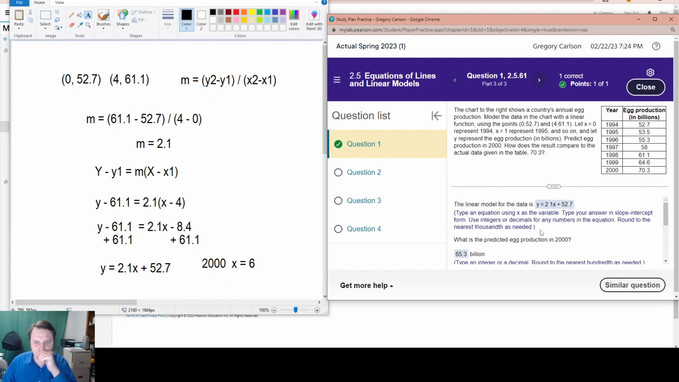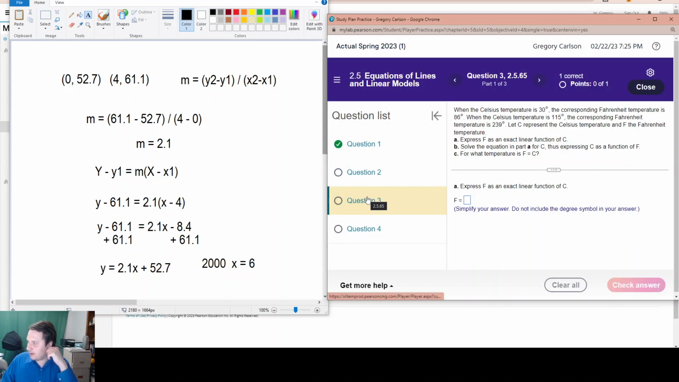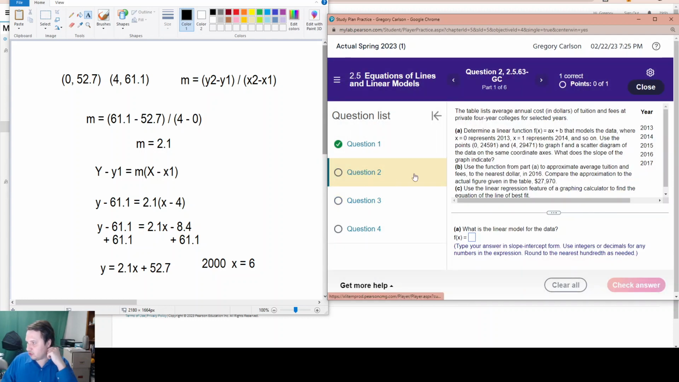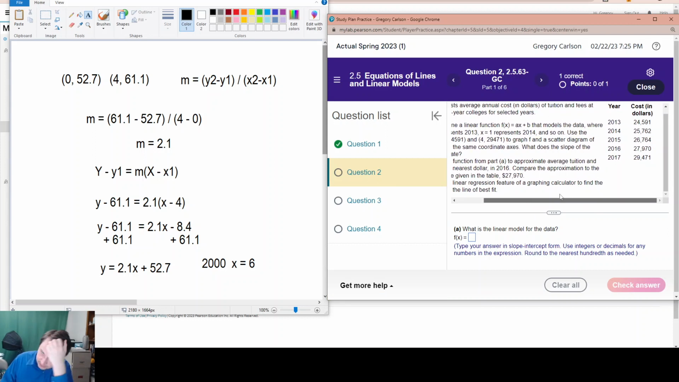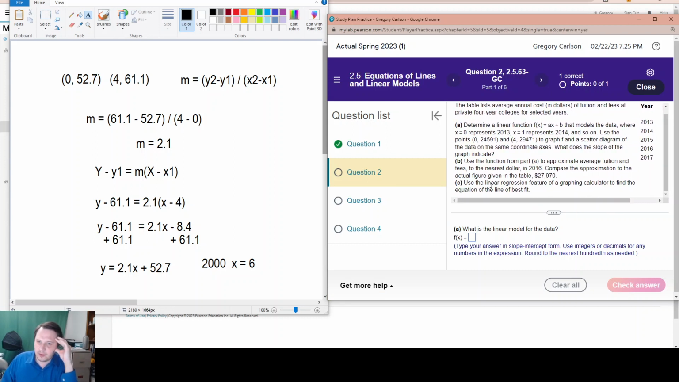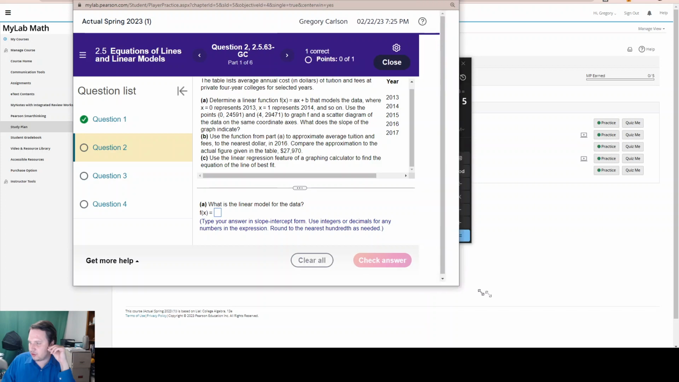Okay, so that's how you do this problem. Make sure you're very careful on which points you're picking to actually do the question. The one I'd like to show you is one that involves doing a regression equation. And in order to do this, you need to have technology. So I'm going to show you this question now. And again, you have to use technology to do this.